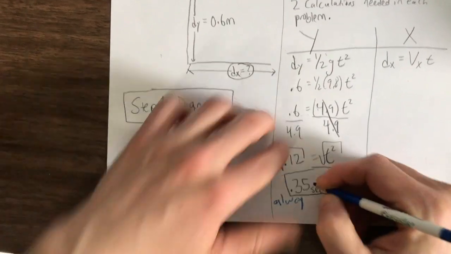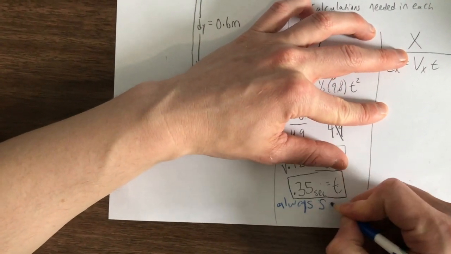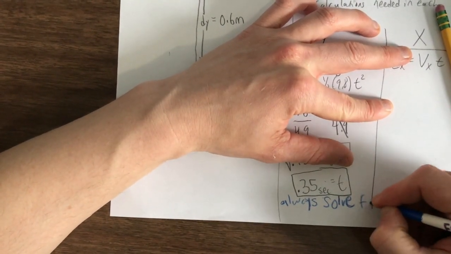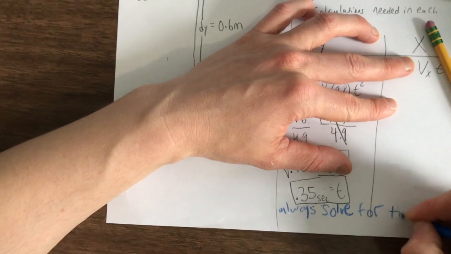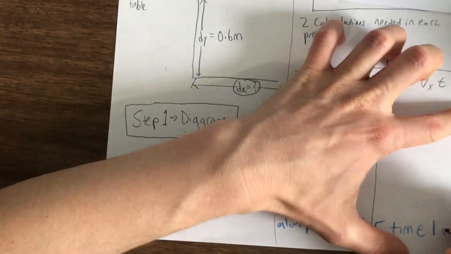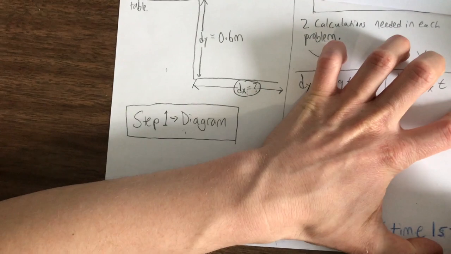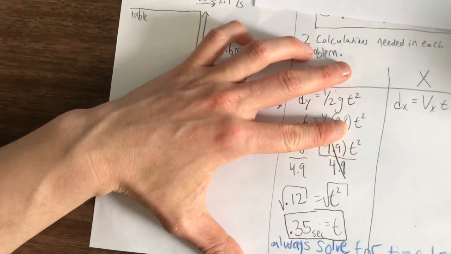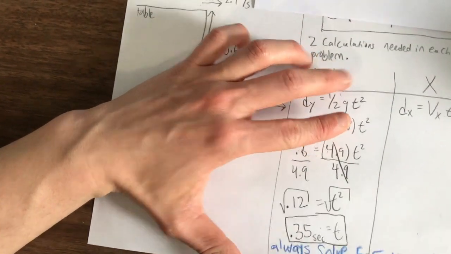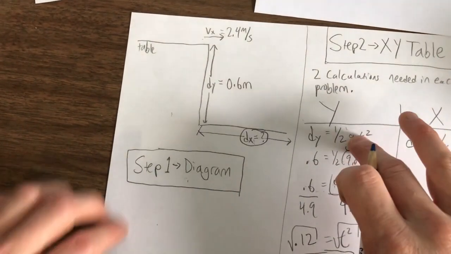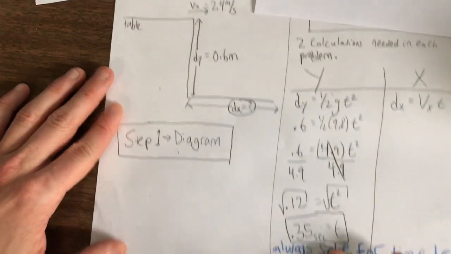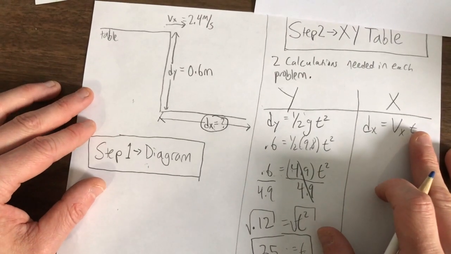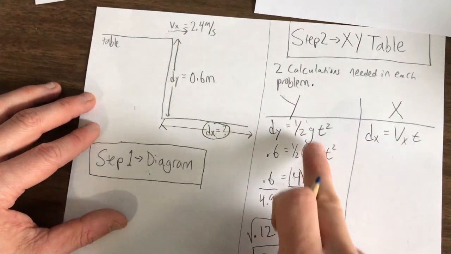But our rule is always solve for time. It's not a great colored pencil. Always solve for time first. Before you get what you're really needing, go in the y column, use that equation, and get time. And then you'll use that time in the x column to get what you really need.